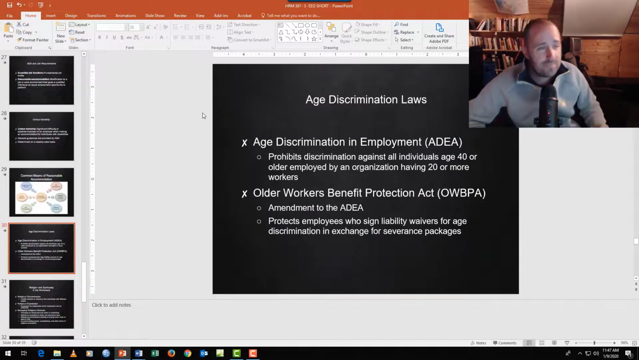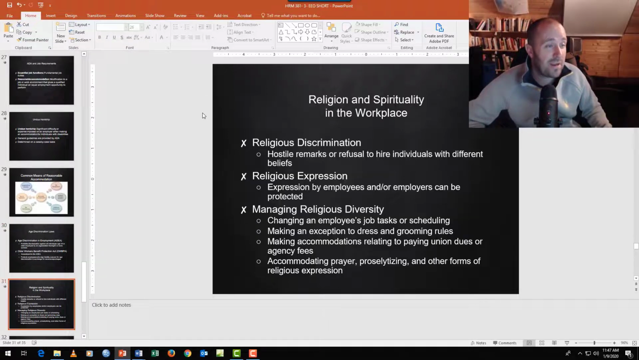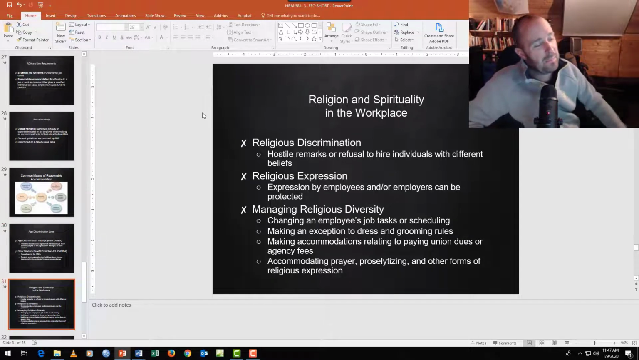All right, age discrimination. Don't discriminate against people over the age of 40. I would say don't discriminate anyway based on age. It's probably not the big thing you should be caring about when you're hiring for talent.